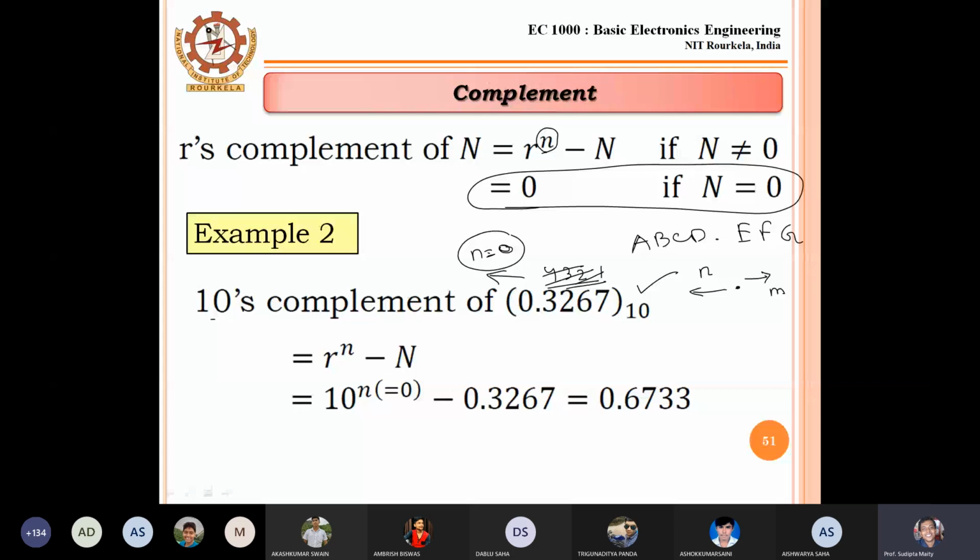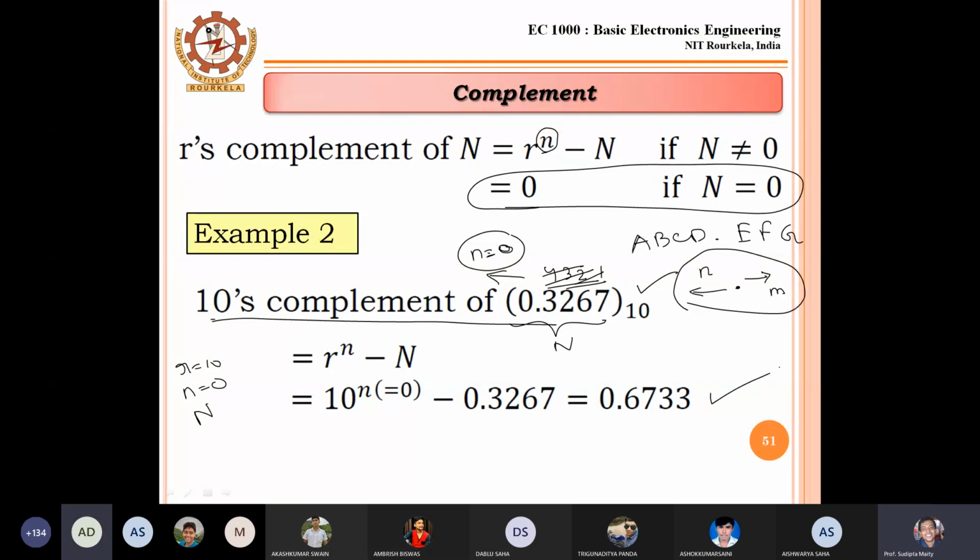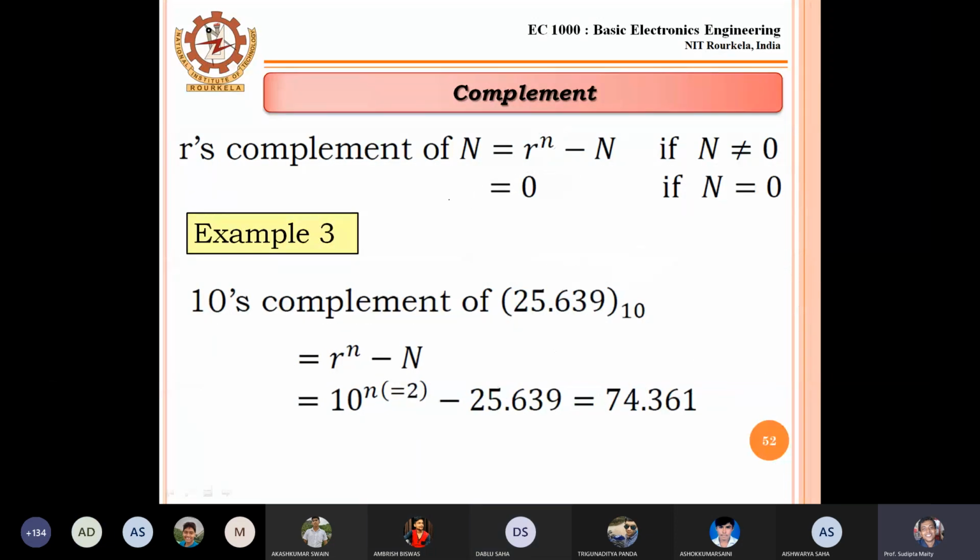Very good. Now I have to find the tens complement of this one. So now r equals 10, we know. Small n, as per our nomenclature, and capital N is already given. So substitute, and you will get this result. Is it clear? Can we go to the next slide? Okay, go to the next slide.